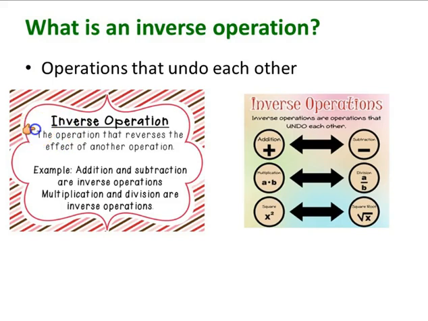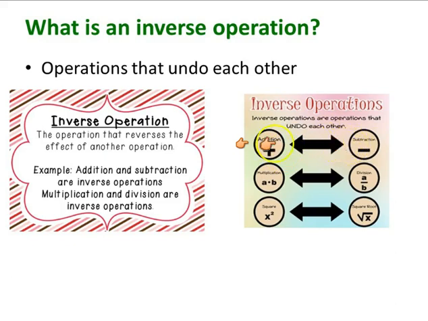So the inverse operation is the operation that reverses the effect of another operation. For example, addition and subtraction are inverse operations. They're the opposite of one another. Multiplication and division are also opposites of one another, so they're inverse operations. And here's a list just to remind yourself if you need a reminder. Inverse operations, again, are operations that undo one another.